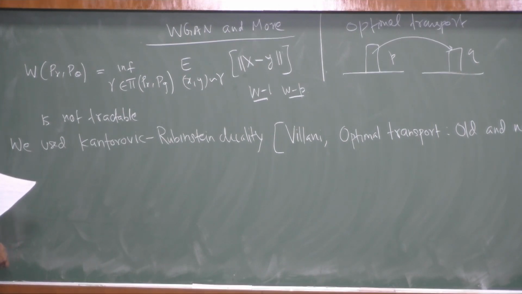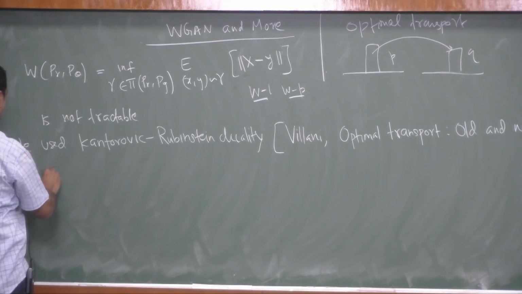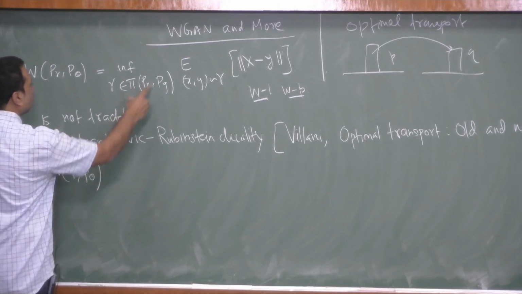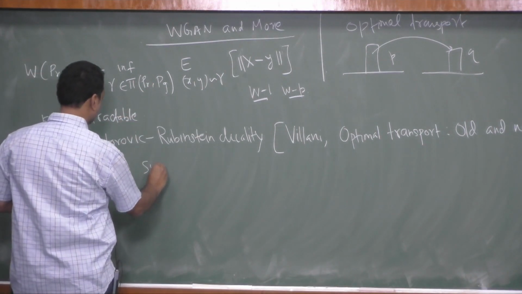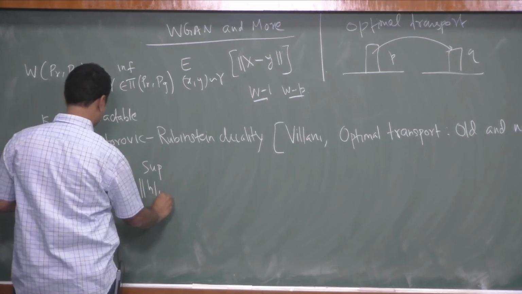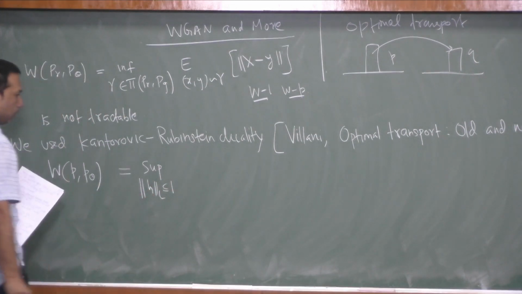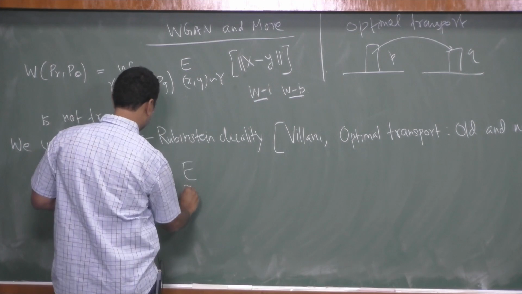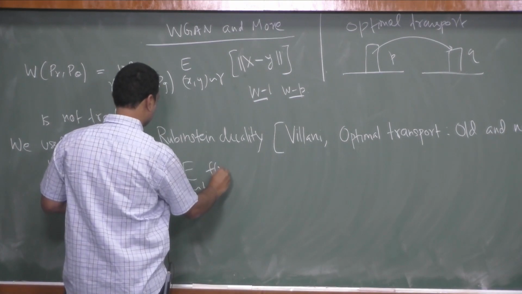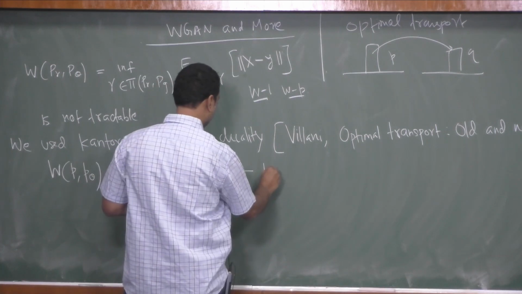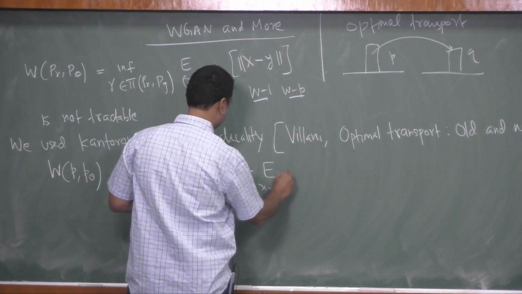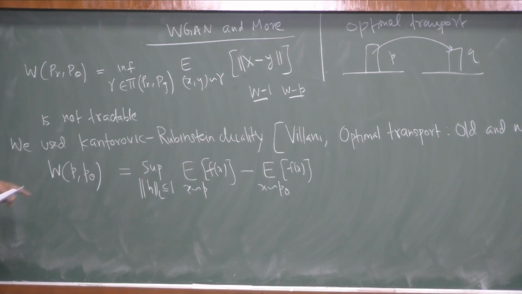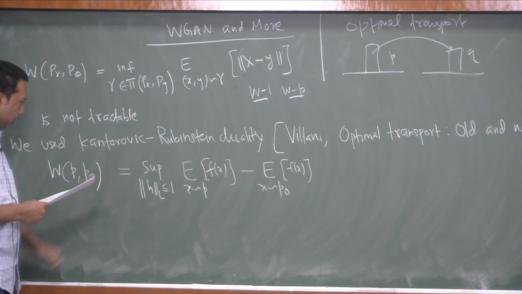What Kantorovich gave us is that we can see this as a supremum over 1-Lipschitz functions h of the expectation of h(x) where x is from P_r, minus the expectation of h(x) where x follows P_theta. The supremum is taken over all 1-Lipschitz functions. That's what we derived in the last class.